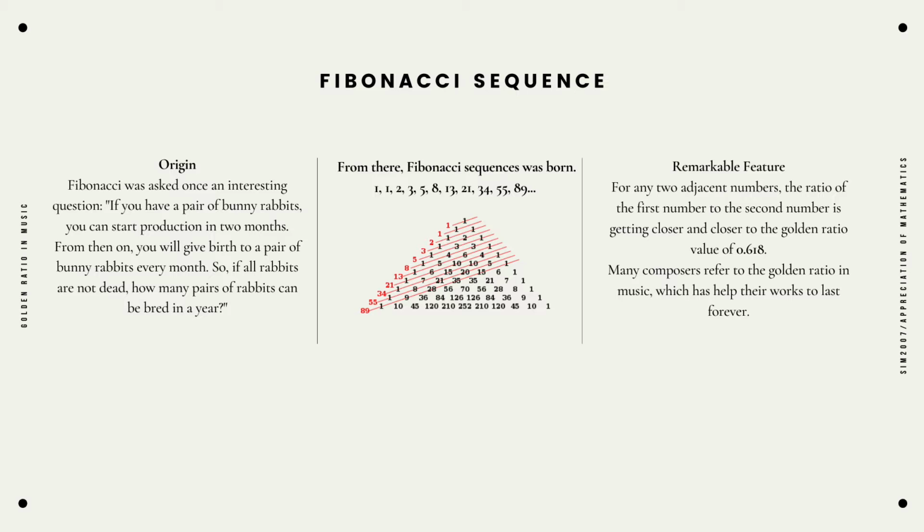This is the Fibonacci sequence. One of the things that make the Fibonacci sequence so special is that if we take any 2 adjacent numbers, the ratio of the first number to the second number gets closer and closer to the golden section value of 0.618. In fact, the bigger the pair of Fibonacci numbers, the closer the approximation. In music, the Fibonacci sequence is also known as the golden section sequence. Many composers intentionally or unintentionally refer to the golden section in producing their music, which has become a magic weapon for their works to last forever.